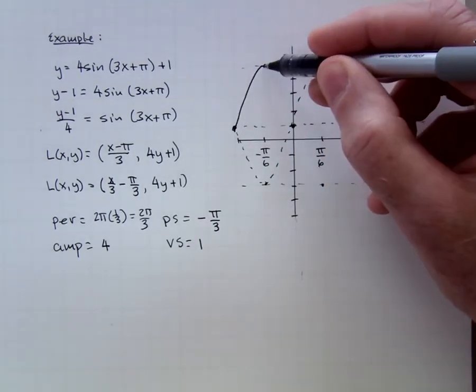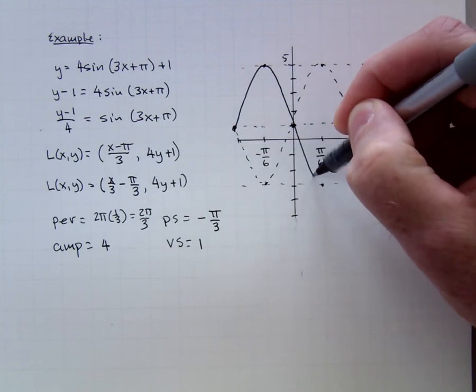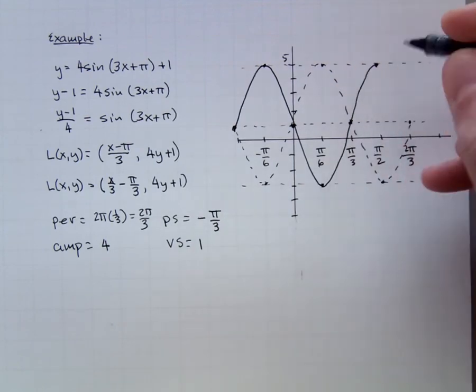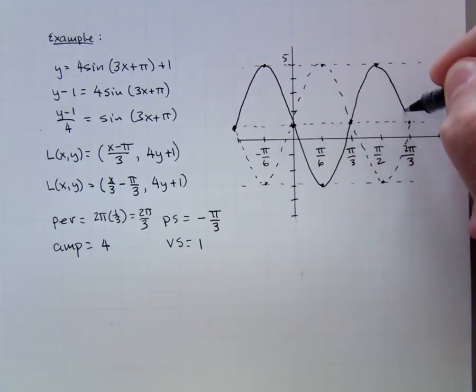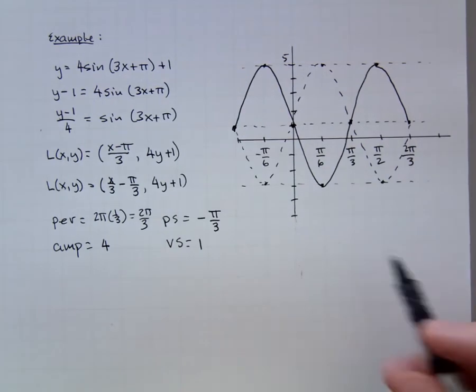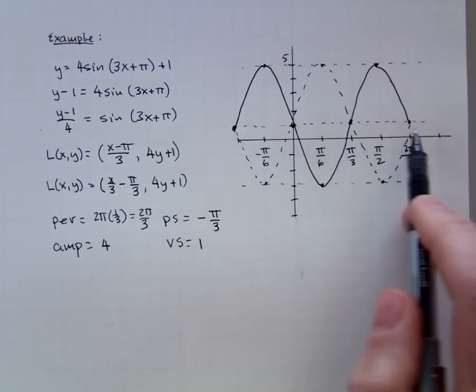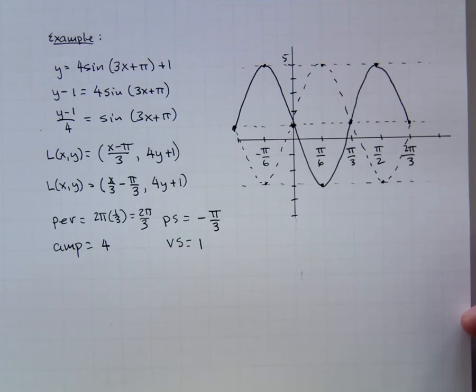So our graph will go like so. It'll appear to be a mirror image because of this half period shift. It will appear to be a mirror image of this dotted graph across the horizontal line y equals 1. And there is our graph.